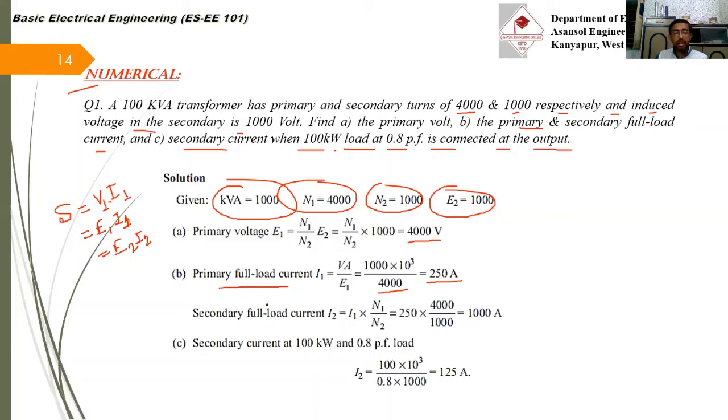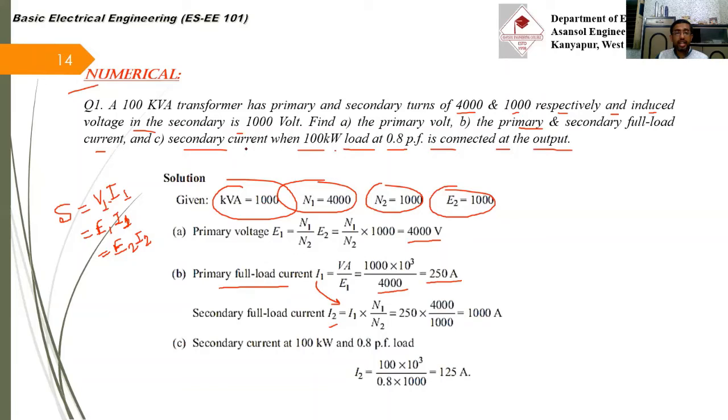Now, what is the secondary full load current? Secondary full load voltage you already know. So S by E2 will give you the I2 value. Or, the I1 value you already know, so from the inverse turns ratio relation with current, find out this I2 value. In both ways, you will get the same magnitude of I2.